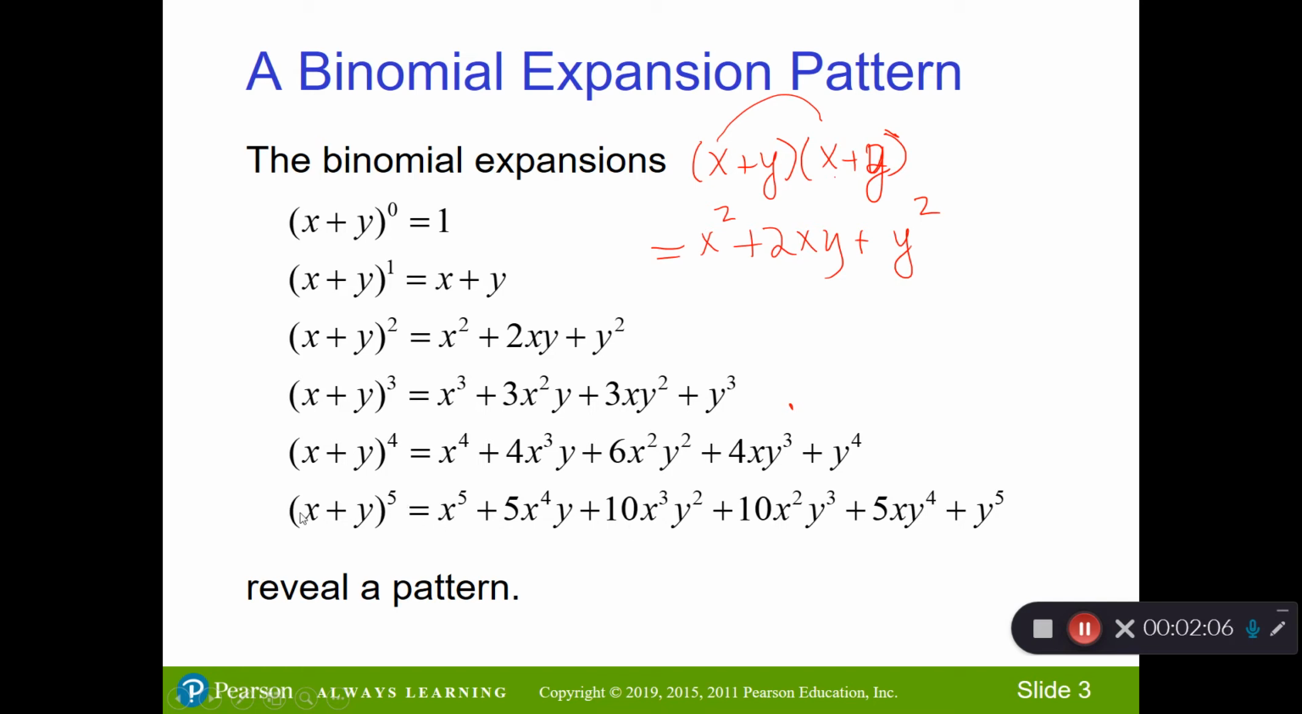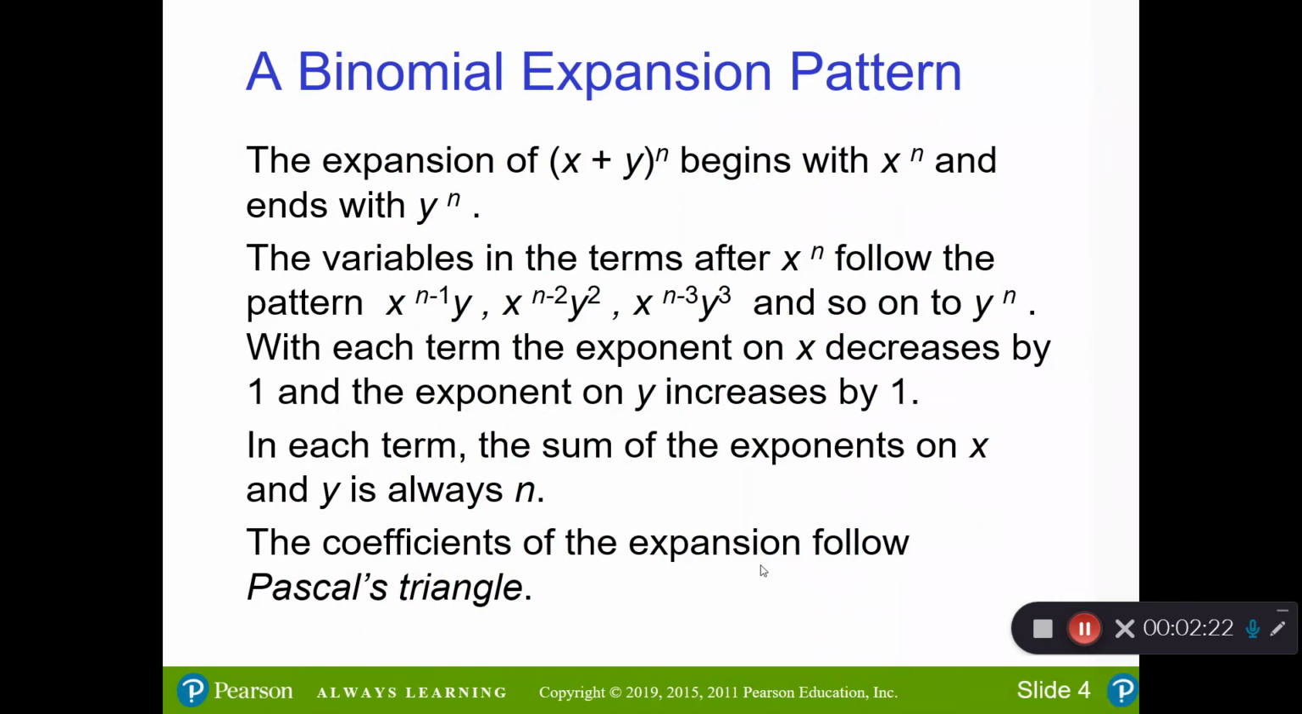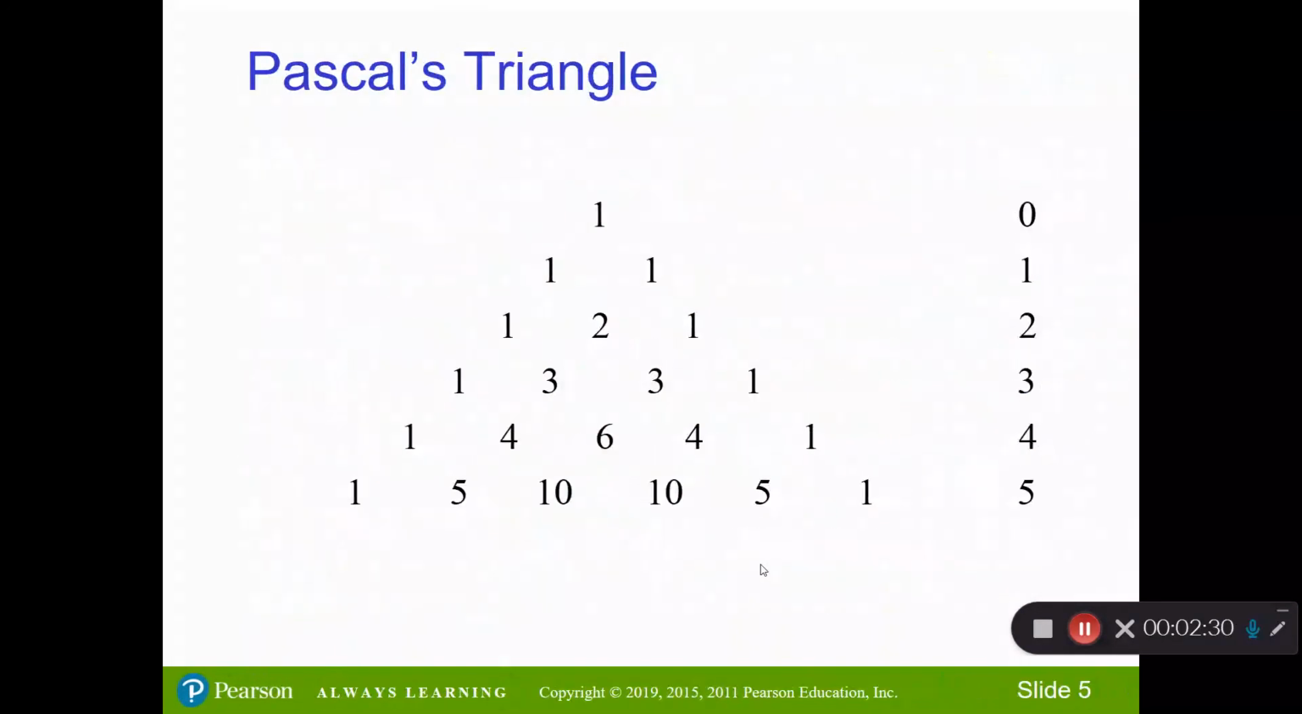I start with x to whatever exponent is here, and then count them down each term. And I have no y's in the first term, but I count them up by 1 for each subsequent term. All we need are these coefficients. There are two ways we can get them, and this slide explains what I just explained verbally, so you can pause here and read it. But there are two ways we can get those coefficients.